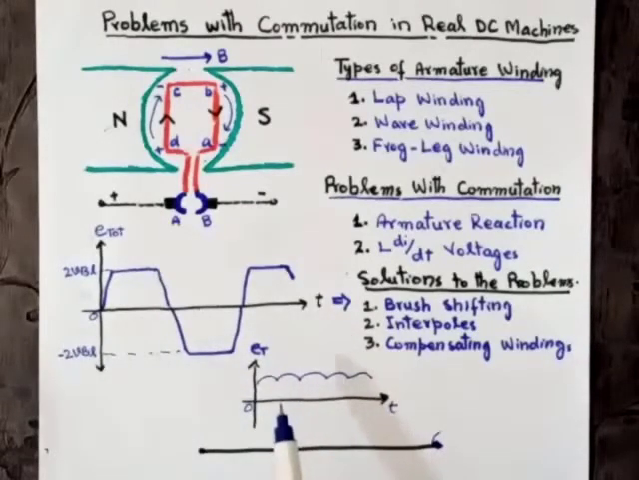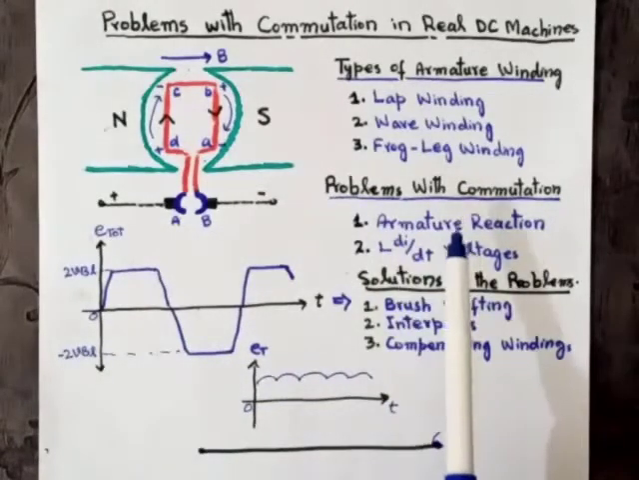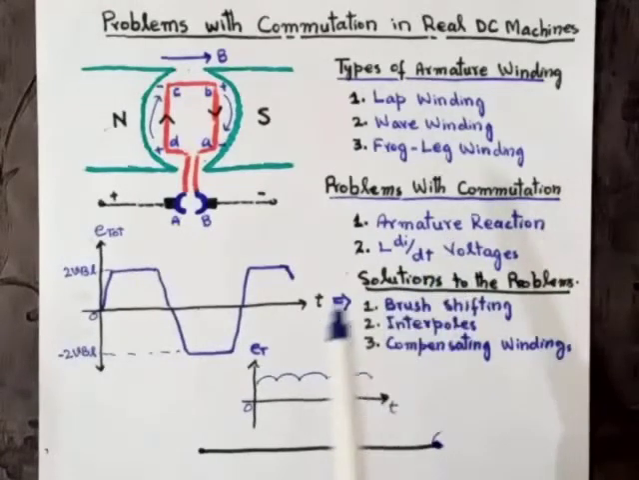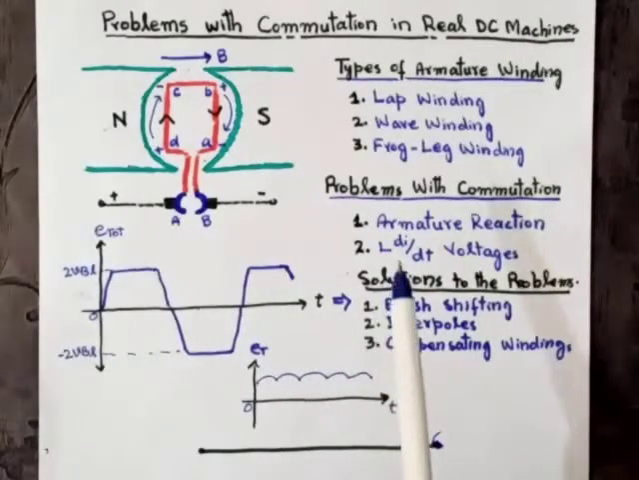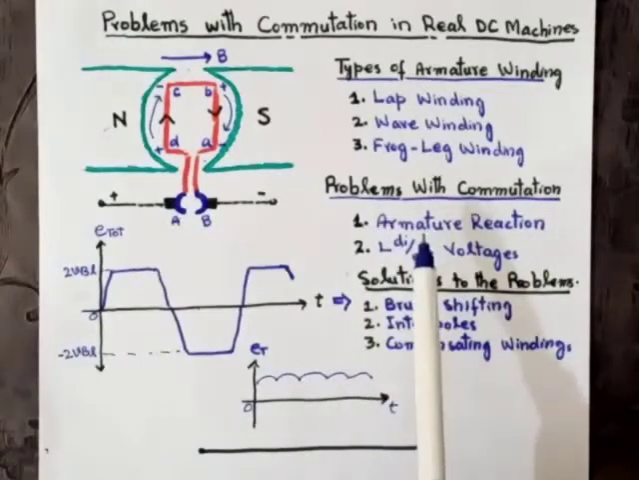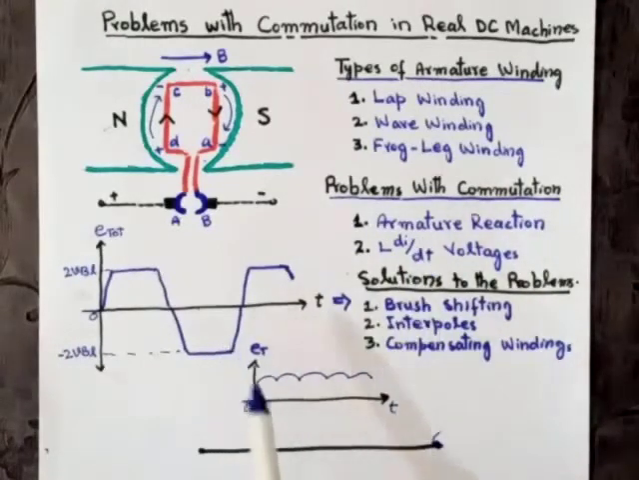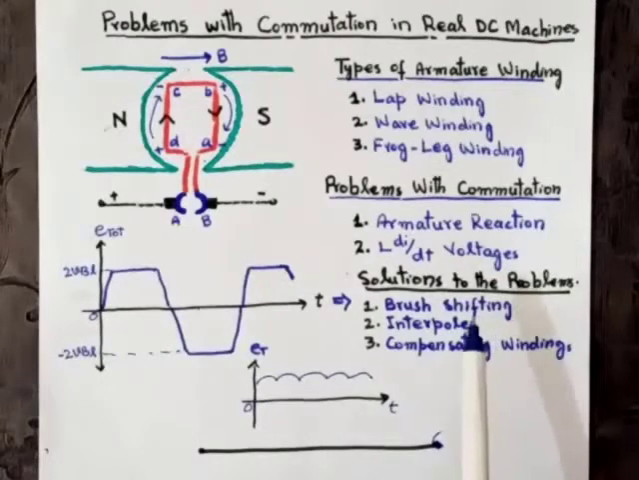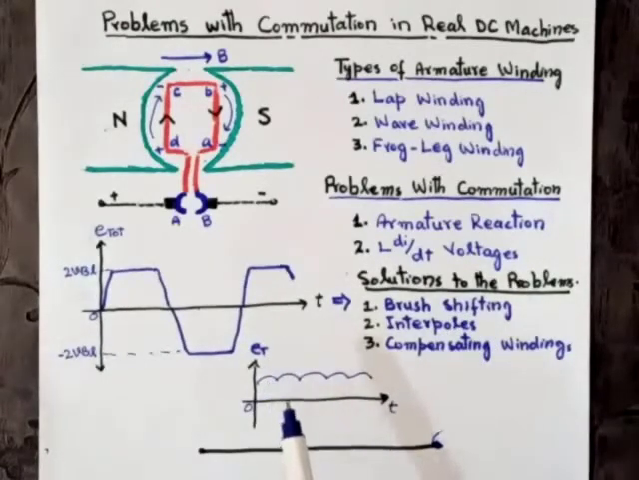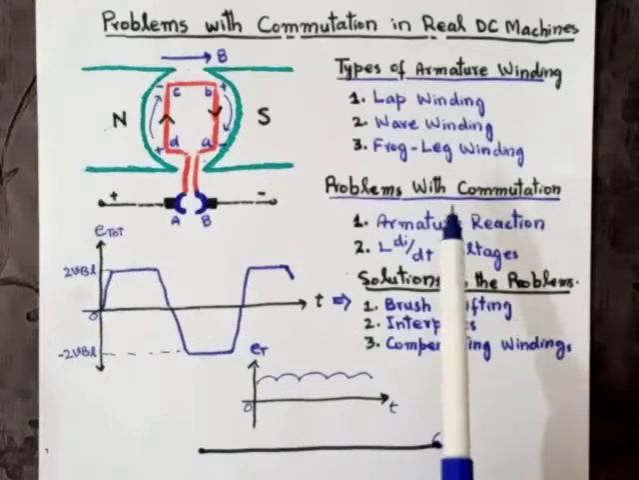During this commutation, that is during the process of AC to DC conversion, some problems occur that affect the conversion process. In this week's lectures, we will have a look at these problems that disturb the commutation process and also discuss some solutions to these problems. So let's get started with problems with commutation in real DC machines.